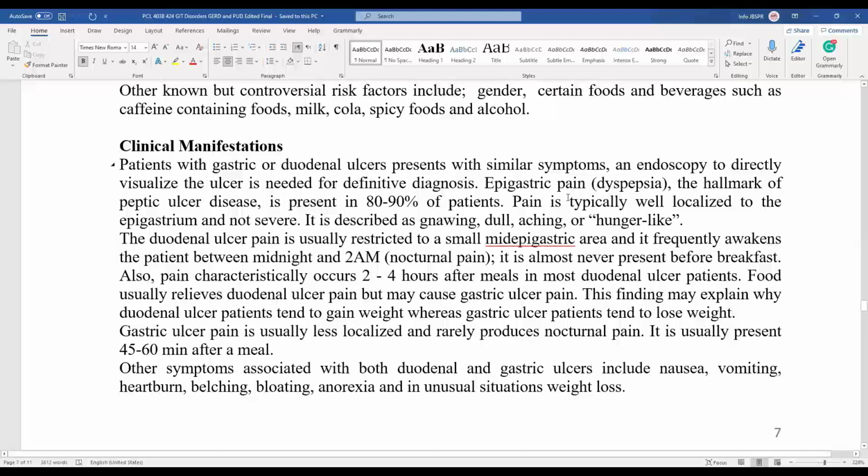But usually there will be epigastric pain, which is present in about 80 to 90% of the patients. And it's said that it frequently awakens patients, for duodenal ulcer, it awakens the patients around midnight to 2 a.m.